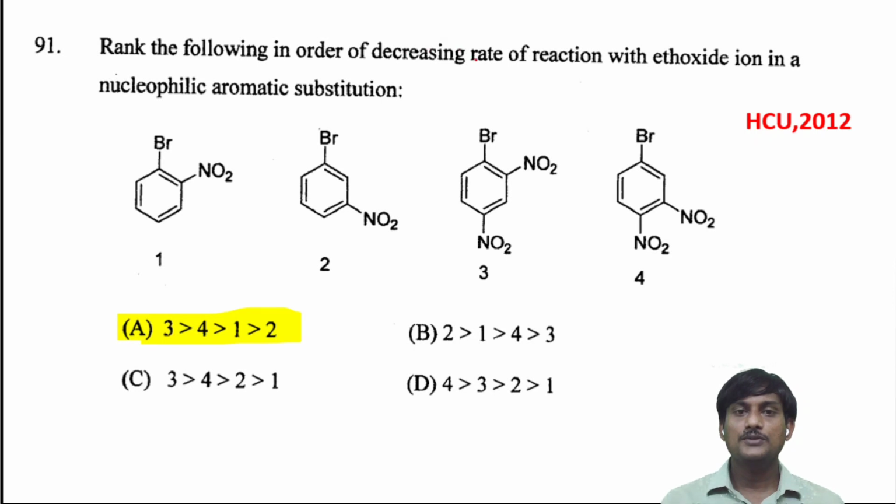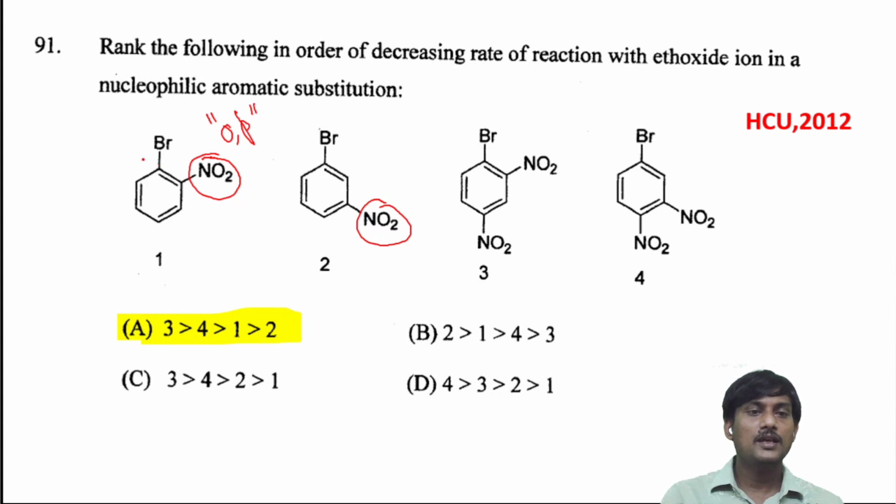Rank the following in order of decreasing rate of reaction with ethoxide ion in a nucleophilic aromatic substitution reaction. Here, the nitro group performs nucleophilic aromatic substitution reactions. Nitro is an ortho-para-directing group in case of nucleophilic substitution reactions. In this one, there is an ortho bromo, here meta bromo. Here we have ortho to this one and para to this one, and here ortho to this one, meta to this one, and ortho to this one.